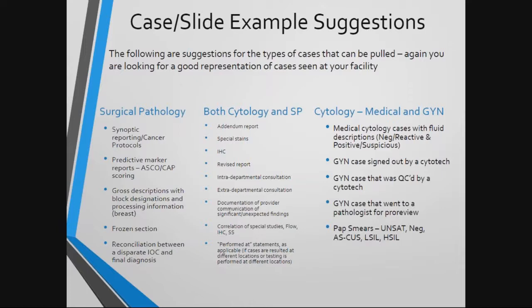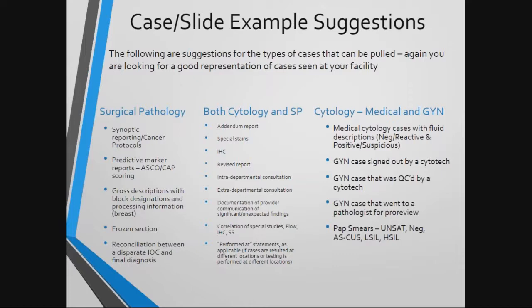So for surgical pathology, I would pull a case that has a well-developed synoptic report or cancer protocol. Cases that have predictive markers, including the ASCO CAP scoring, are helpful to have available for inspectors. Additionally, I try and find several good cases where there is a complex gross description with those block designations and then the processing information, such as with a breast resection.